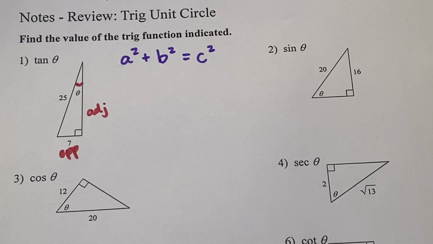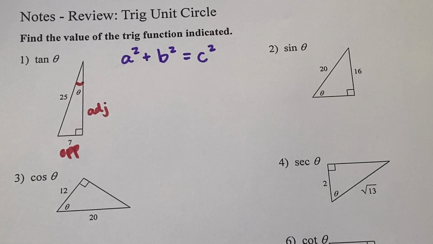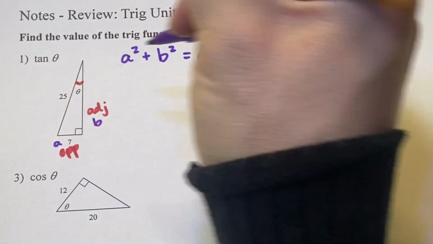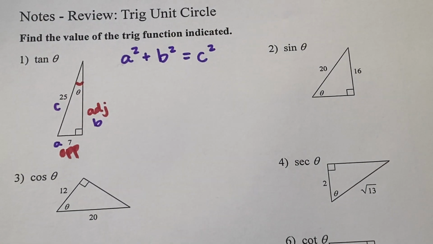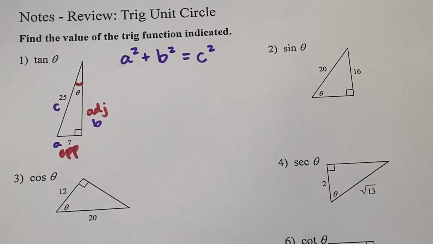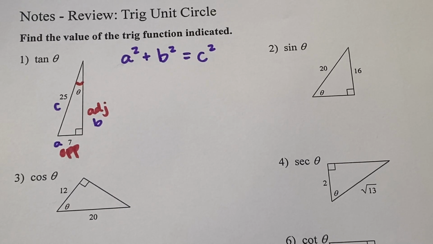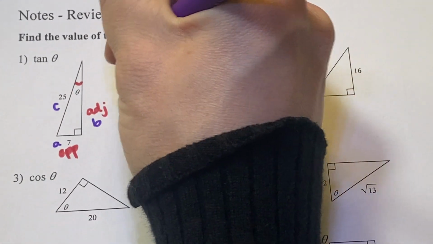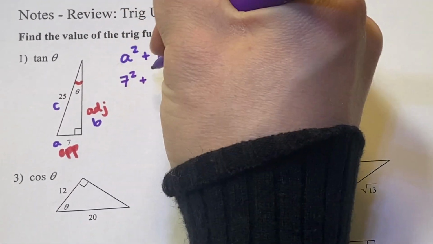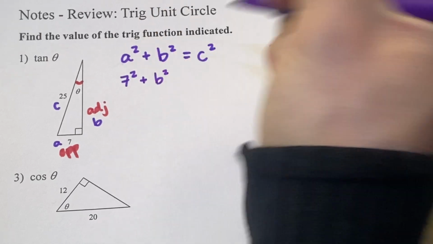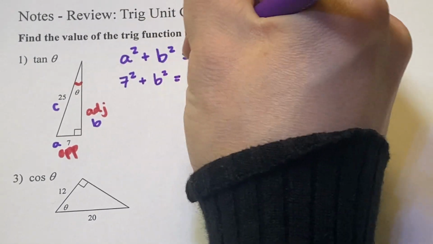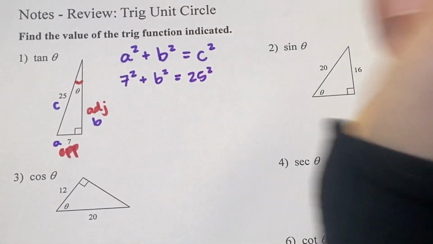Remember, our 2 legs of the right triangle are A and B. I'm going to say 7 is A, our adjacent side is B, and then 25, our hypotenuse, has to be C. So let's plug in what we know and what we don't know. A is 7, so 7 squared. B we don't know, so we keep it B, plus B squared. C is 25, 25 squared.